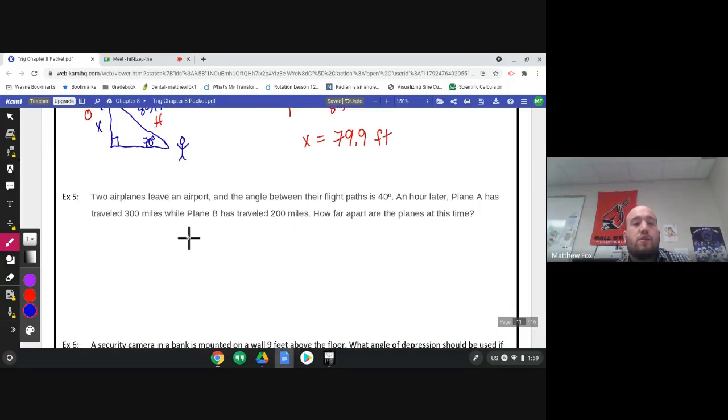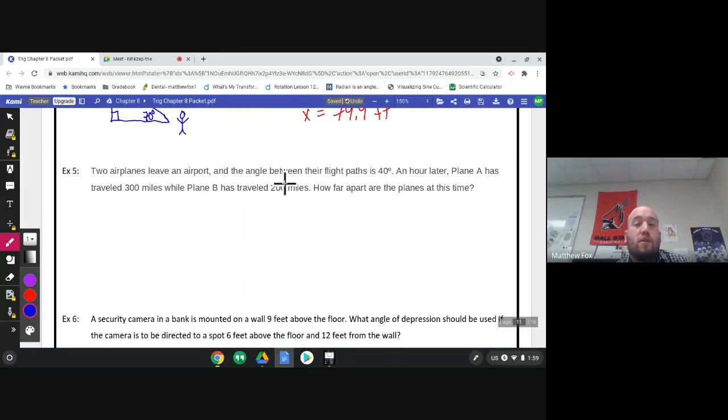All right, our next one. 2 airplanes leave an airport. The angle between their flight paths is 40 degrees. An hour later, plane A has traveled 300 miles, while plane B has traveled 200 miles. How far are the planes apart at this time?